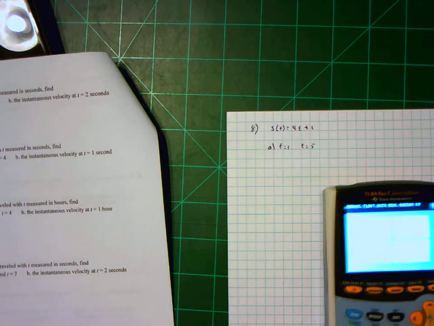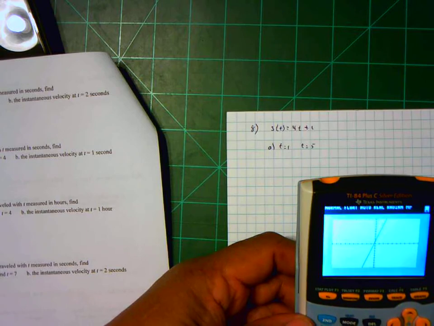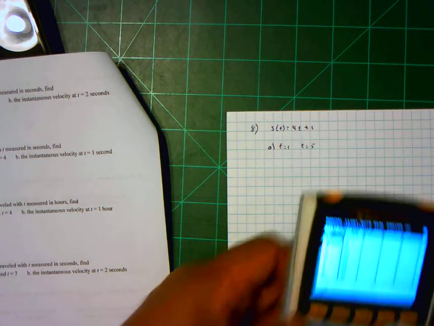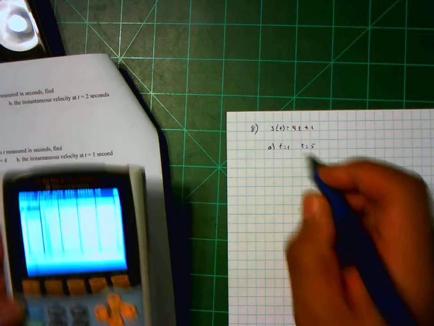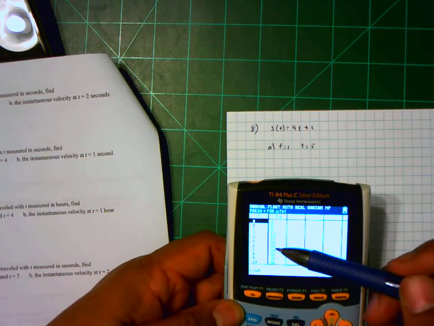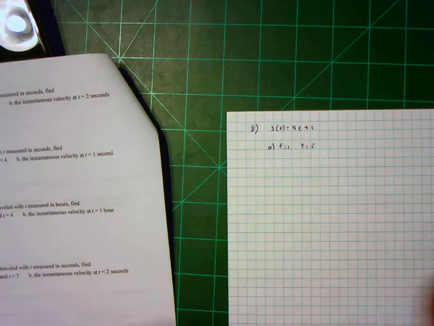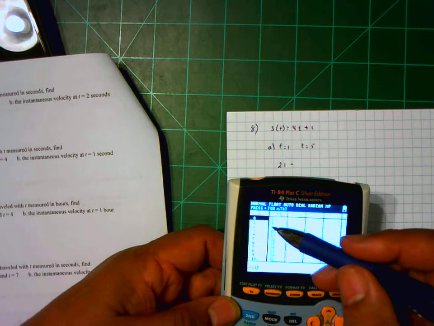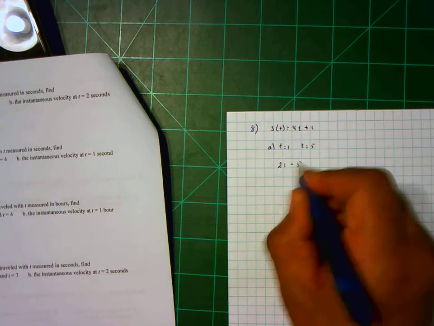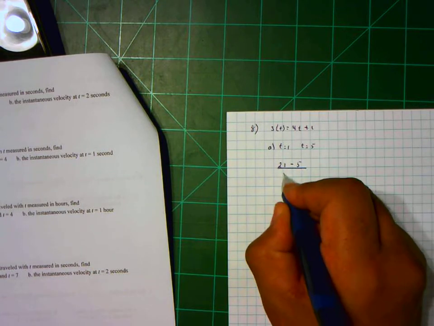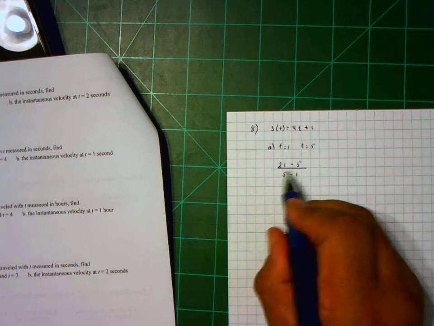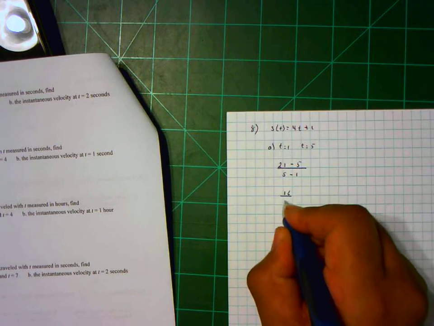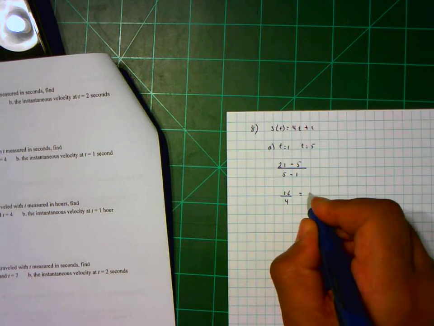You can see the graph there, but I really want the table. So second table. Okay, and I'm going to write this as S of 5. Now S of 5, you can see, is 21. This becomes 21 minus S of 1, which is 5, all divided by 5 minus 1. Well, 21 minus 5 is 16 over 4. So this turns out to just be 4.